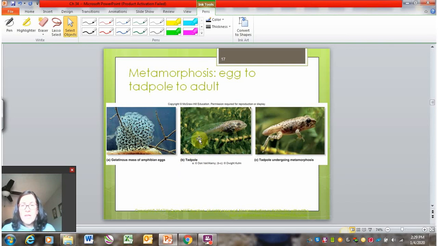And so this is a tadpole. And so notice how much like a fish it looks in the sense that it doesn't have limbs, right? So that's the big thing. There's no limbs here. They have more like a fish tail. The head is a little weird, right? So it's starting to look amphibian-like.